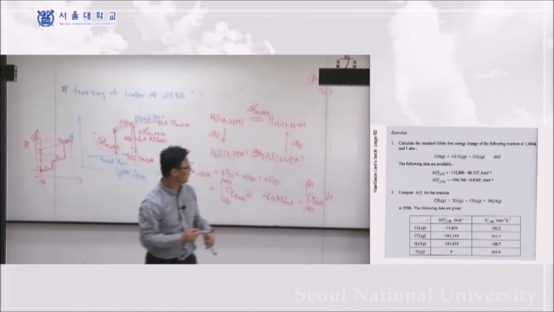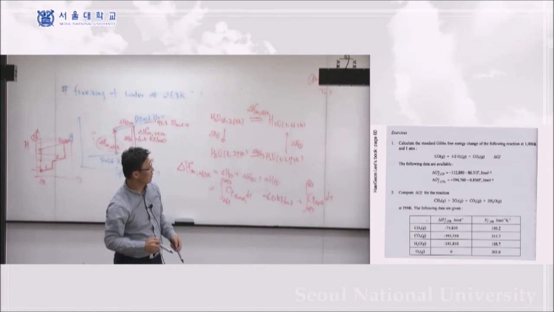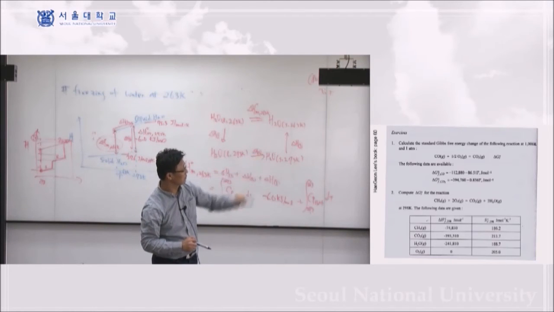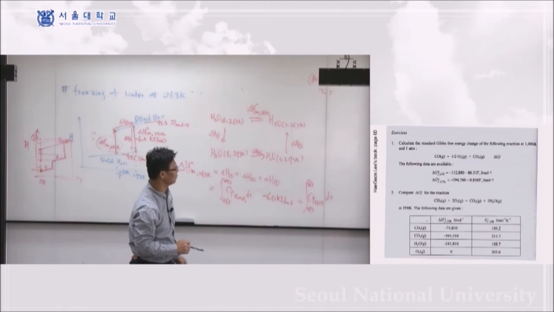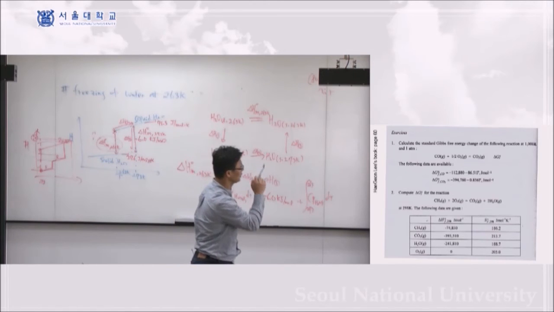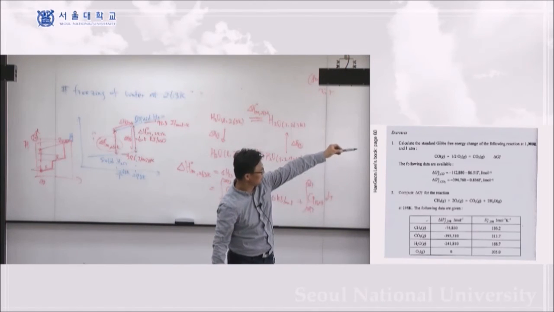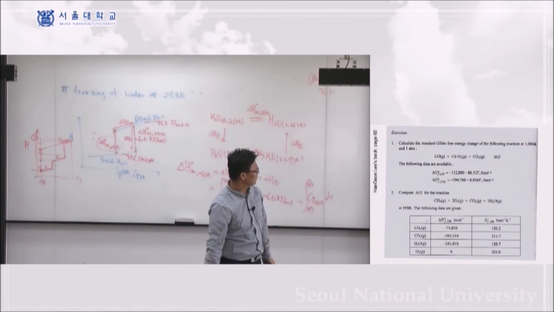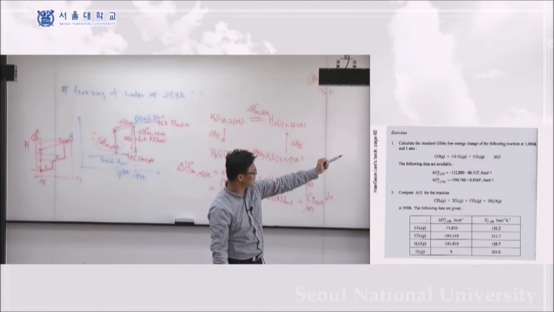So now Gibbs energy. I want to calculate the Gibbs energy of this kind of chemical reaction: CO plus O2 becomes CO2 at 1000 Kelvin. And we have 2 pieces of information given: delta G of formation of CO equal to that value, and delta G of CO2 is that value.